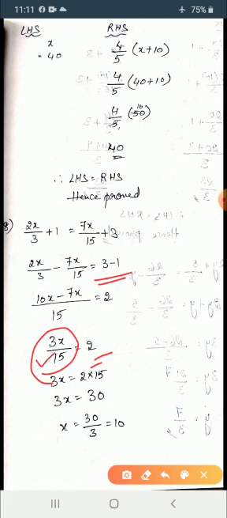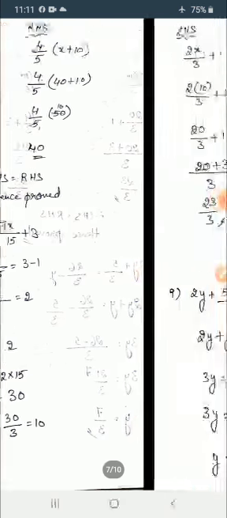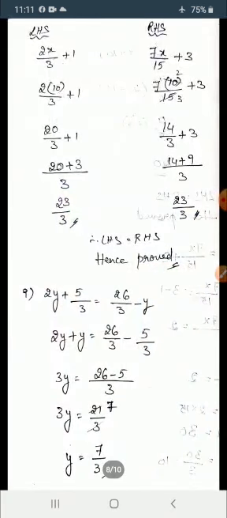Now division 15, when you send it to the RHS side, it becomes multiplication 15 and 3x is equal to 30. Now multiplication 3, send it to the RHS side, it becomes division 3, and when you solve it, you will be getting 10. Okay, now this x is equal to 10. This one I am going to substitute both in LHS and RHS side, and I am going to find out the answers. See, I substituted and found out 23 by 3 as the answers. As LHS is equal to RHS, we can write hence proved at last.